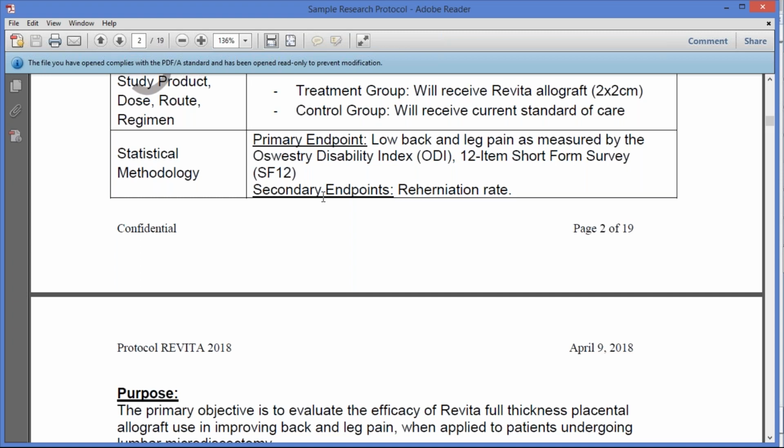Here endpoints are the parameters. You can see back pain and leg pain measured by ODI. ODI is a questionnaire. We'll have a set of 10 questions in the ODI. And SF12 will have a set of 12 questions in this form. So every time we need to give these two forms to the subject and ask them to fill them in, because in these two forms you have efficacy-related questions.